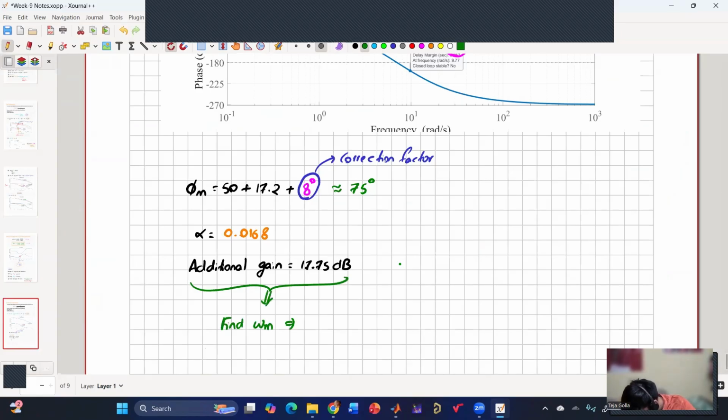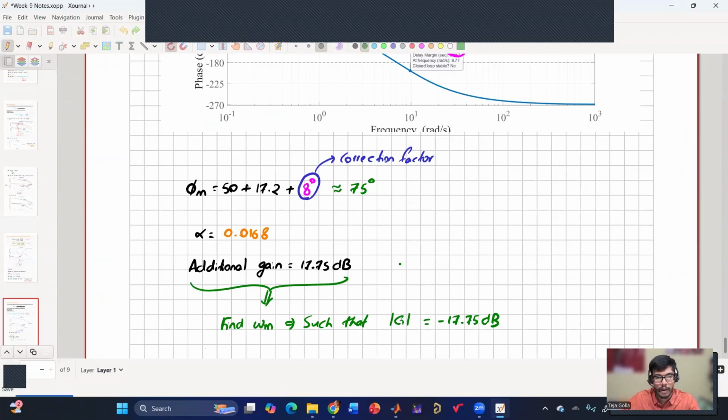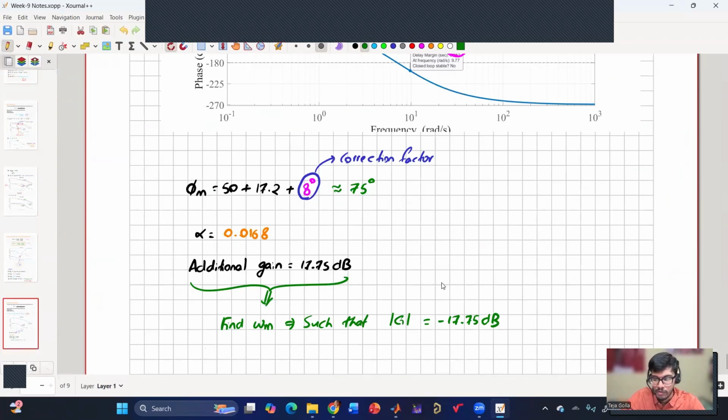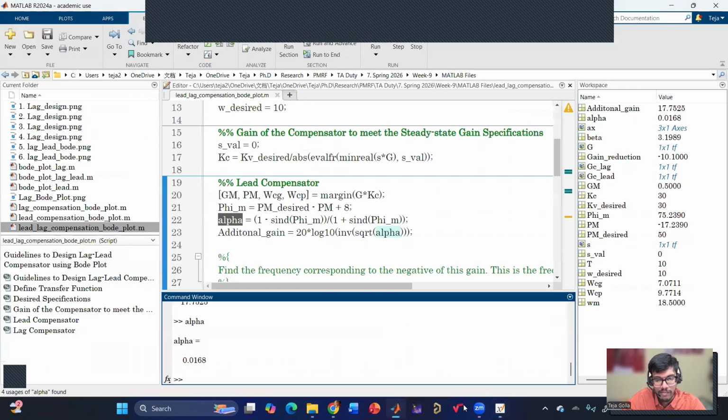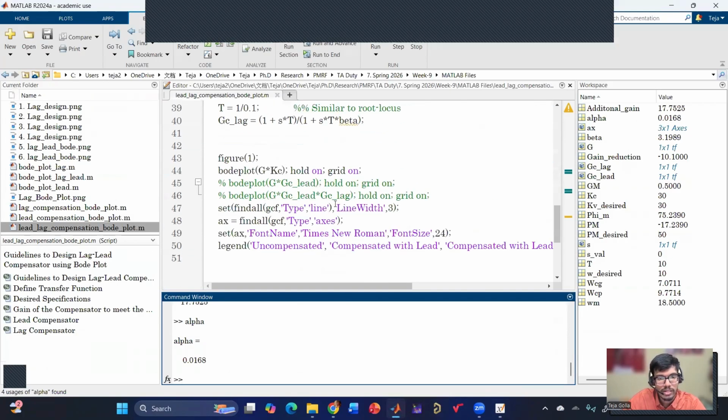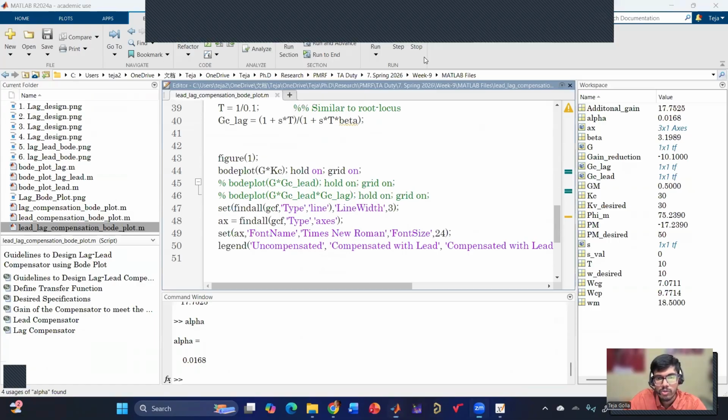Find omega m such that mod of G is equal to minus 17.75 dB. So we have to find the point on the Bode plot, the frequency where we can get minus 17.75, so that will be cancelled with this. So I think I have closed that. Again, I have to stop sharing and then run it again. Sorry for the inconvenience. I'll try to figure it out by next week. What is the issue?